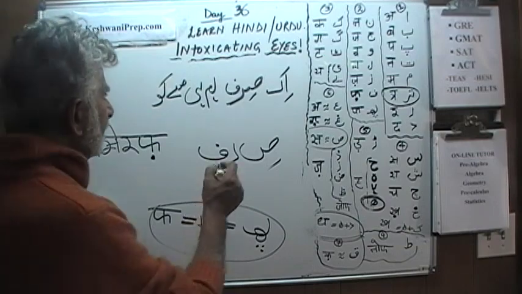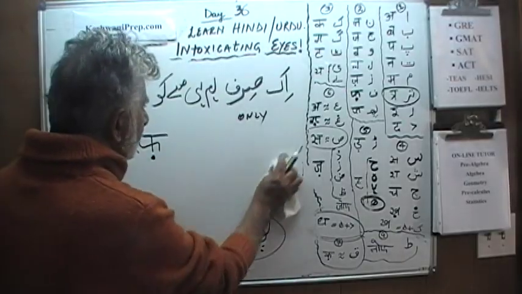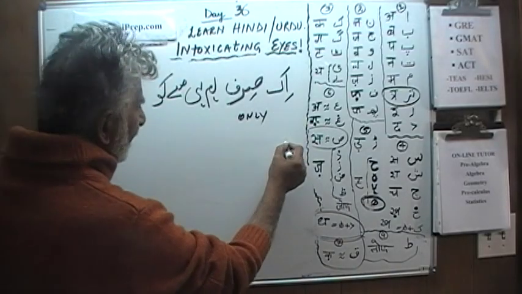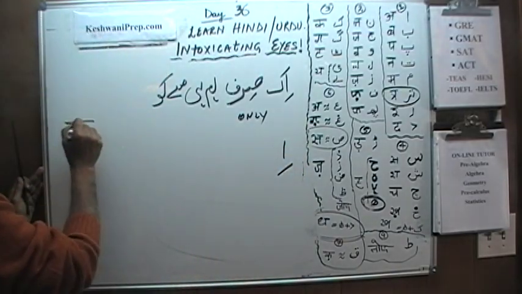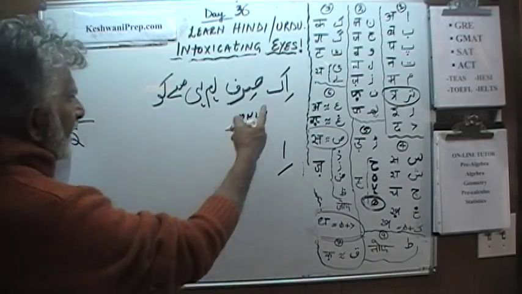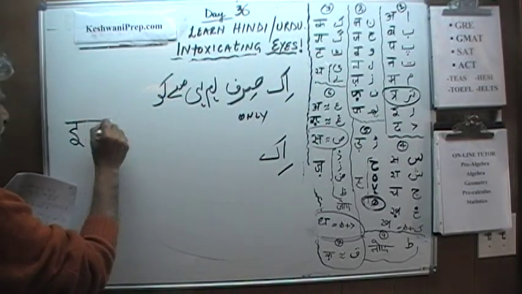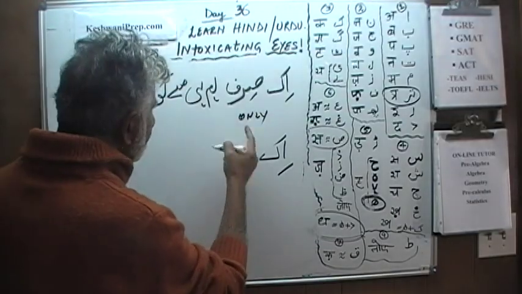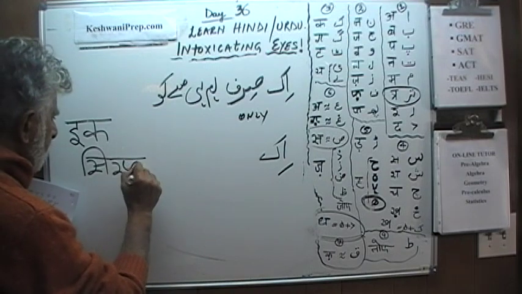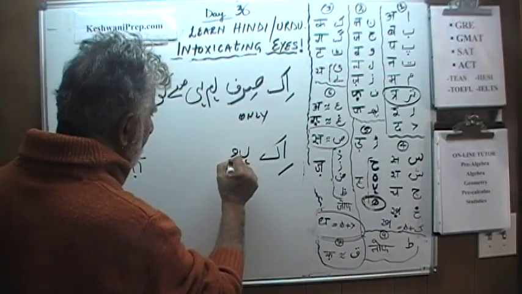Siraf means only. Ek siraf, let's write it. So this is alif and a zair, that makes it E. Then we have a kaf. This part was a kaf. Ek siraf, right here. Ek siraf, and then this is hum. Ha and a ma. Hum.